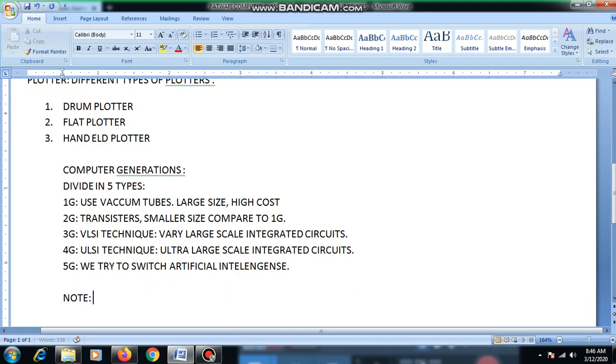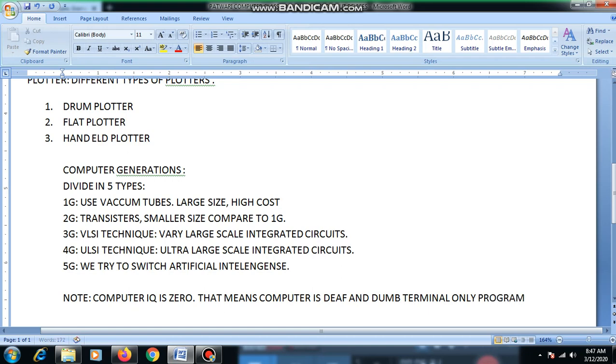Now note, a computer's IQ is 0. That means a computer is a deaf and dumb terminal. Only programmed instructions are performed.